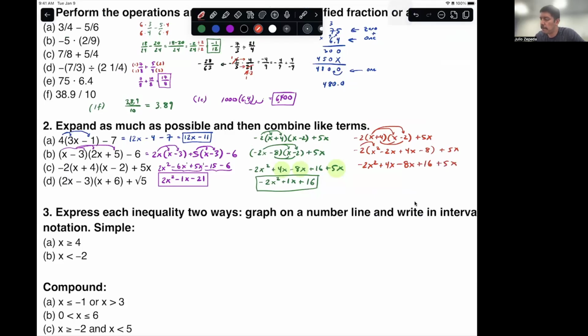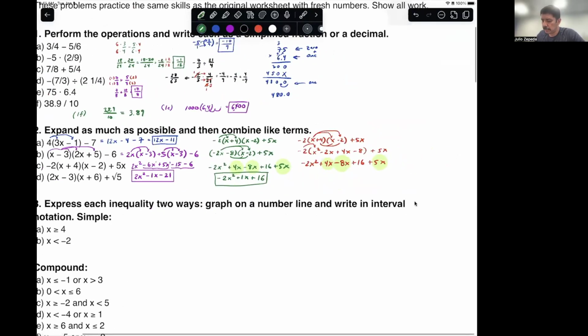And what do we have? A positive 4x, negative 8x, and a positive 5x. It would combine to be the same answer that we got before. Okay, so that's pretty nice. Yeah, so we get the same answer.